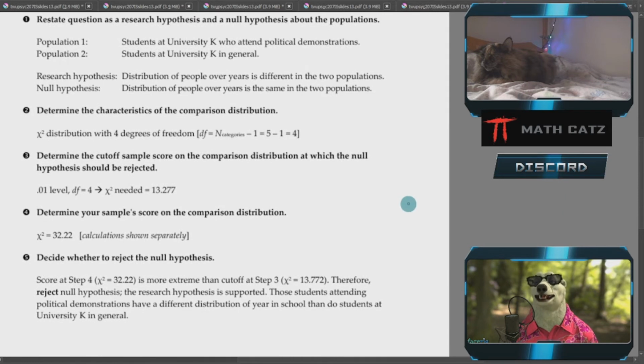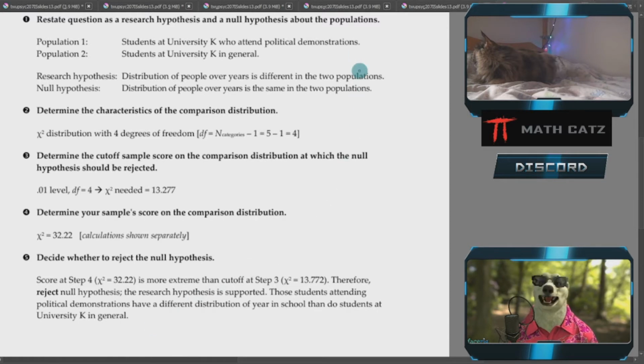And we can then say the evidence is strong enough to suggest that this is actually very different. We reject the null hypothesis in favor of the research hypothesis. Those students attending political demonstrations have a different distribution in terms of year in school than students at the university in general.